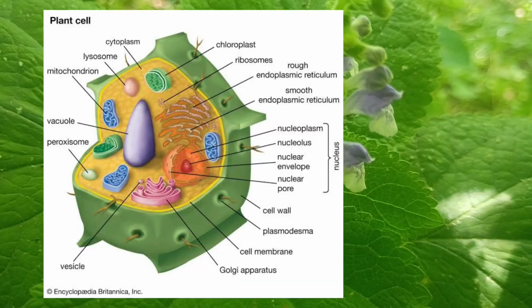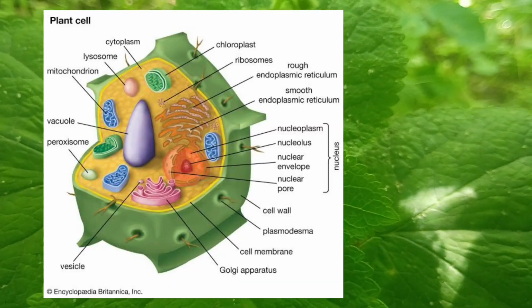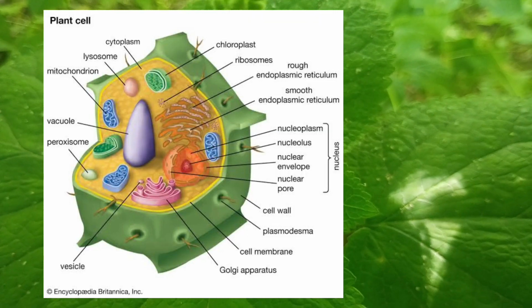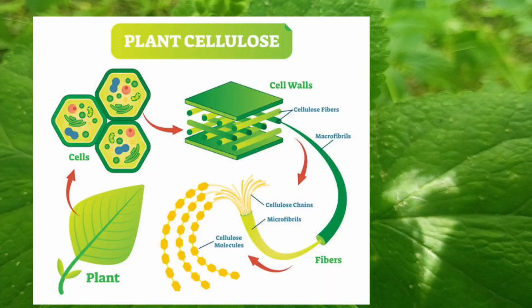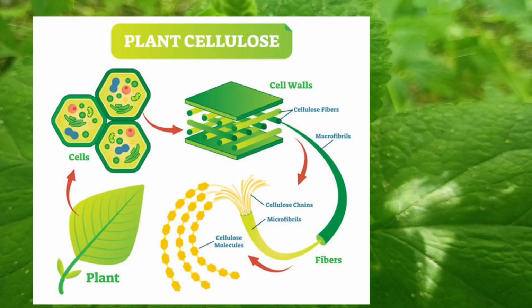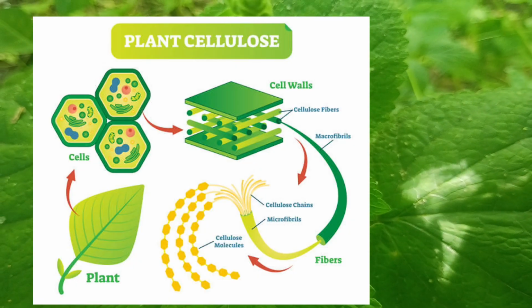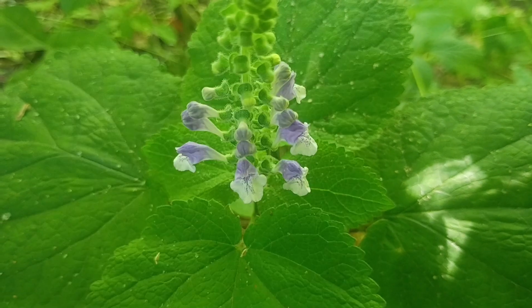And then we have the cell wall. This is made up of cellulose. It provides structural support and protection and restricts independent movement of plant cells. And then we have cellulose. Cellulose is one of the most abundant organic compounds on Earth. It's used in paper, cotton, and textiles.